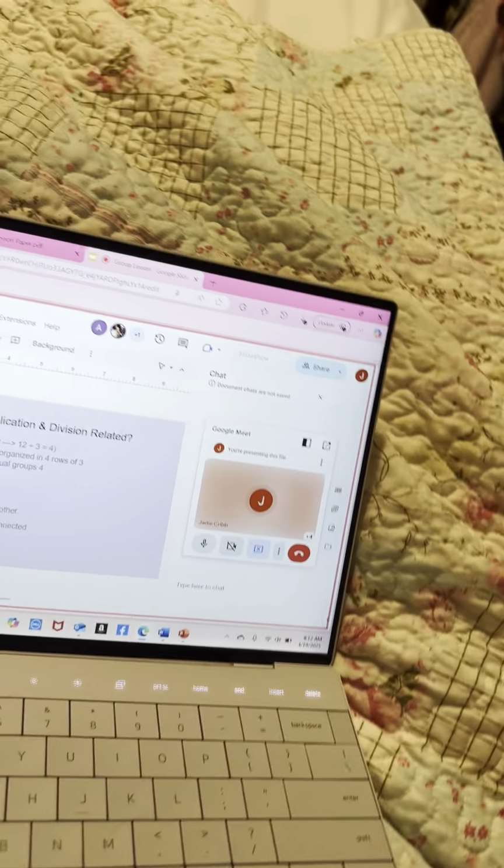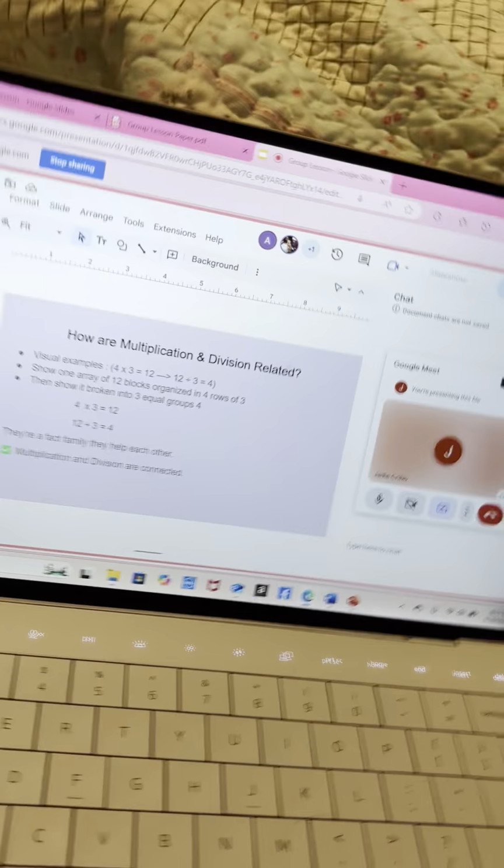All right. Can anybody tell me how multiplication and division are related? Rico, you want to give it a try? That they are related. Yes. How are they related? The fact family. Yes, they are a fact family. They help each other. They're inverses of each other. Right. Awesome. Good job.